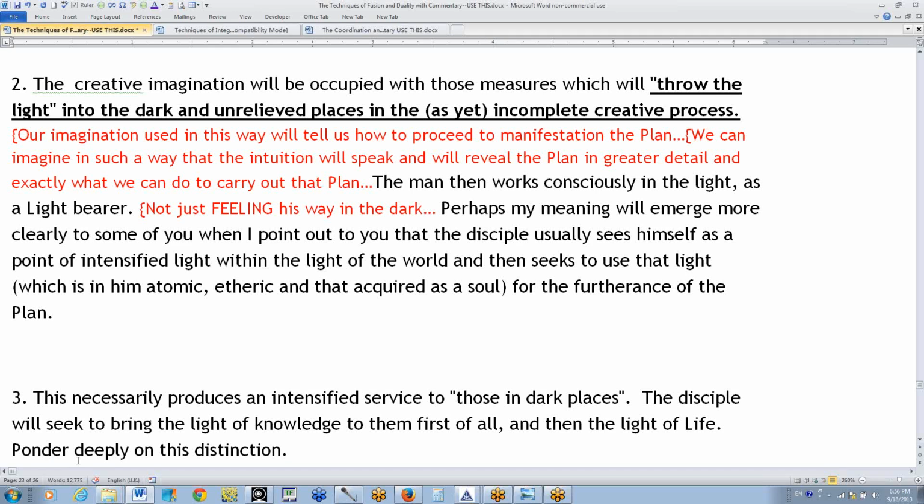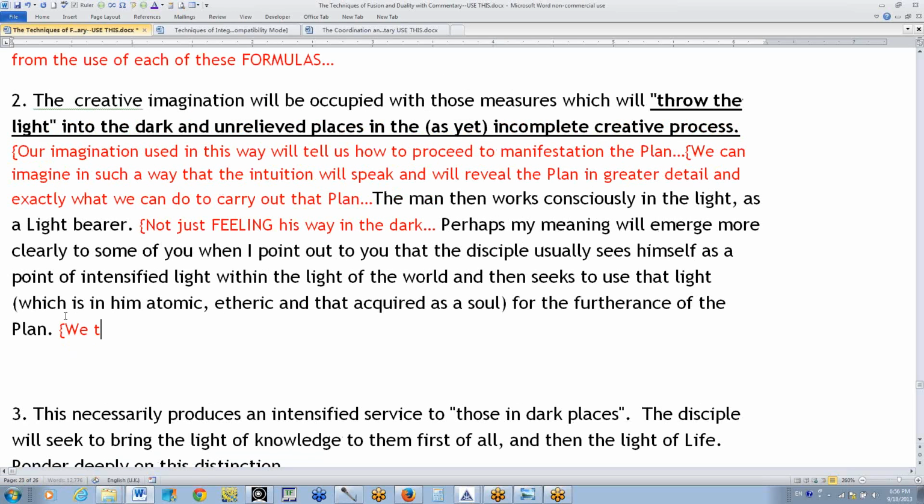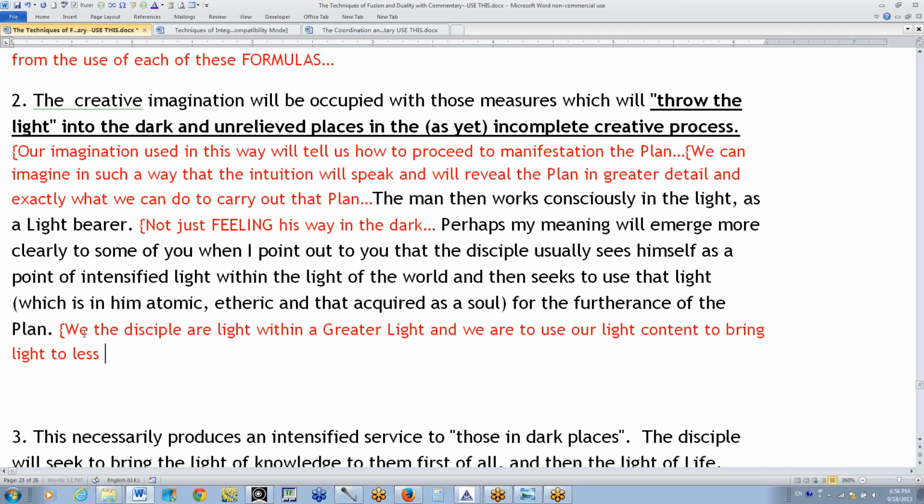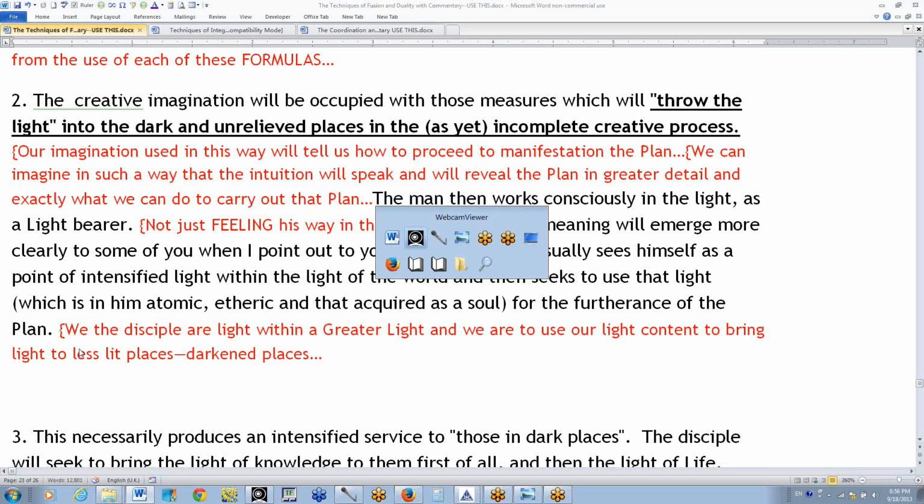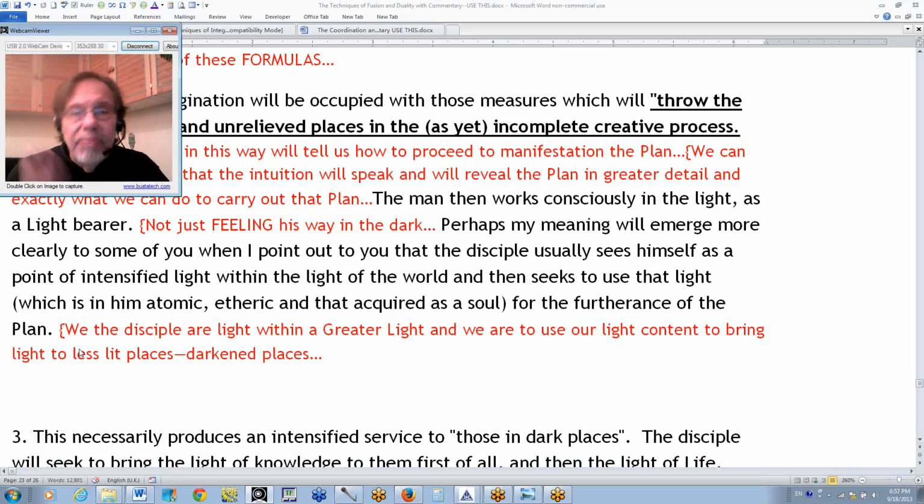I'm a point of light within a greater light. So, we are light within a greater light. We, the disciple, are light within a greater light, and we are to use our light content to bring light to less lit places, darkened places. Well, this is how we attempt to work. I am a way by which men may achieve. I am a source of strength, enabling them to stand. I am a beam of light, shining upon their way, and thus I stand. This is, you will recognize, the mantra of the disciple.